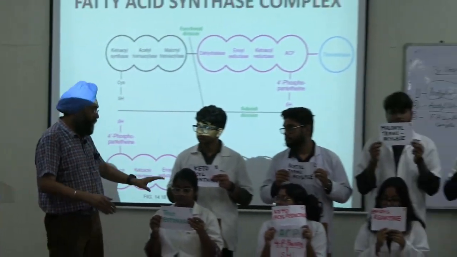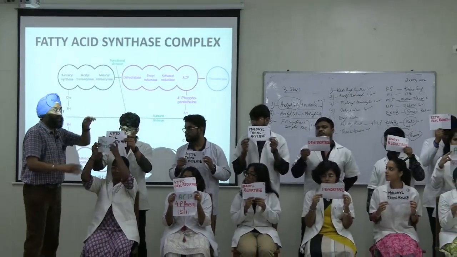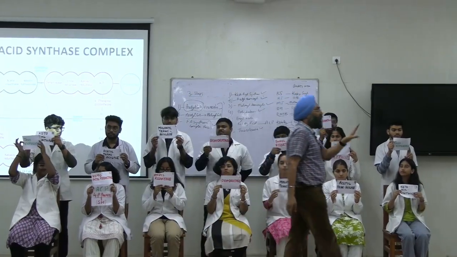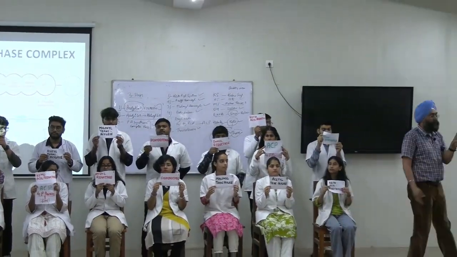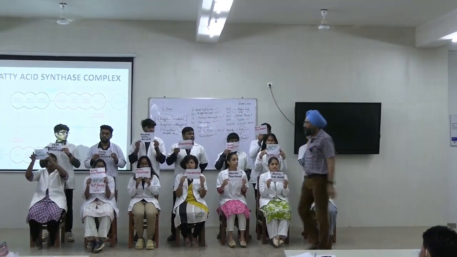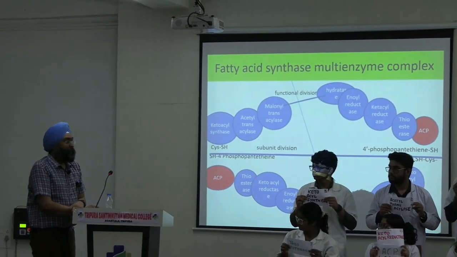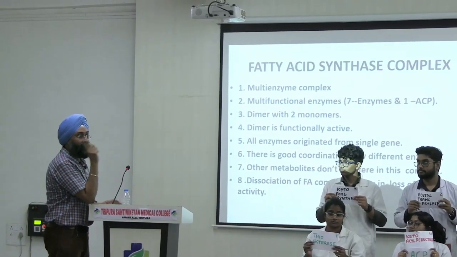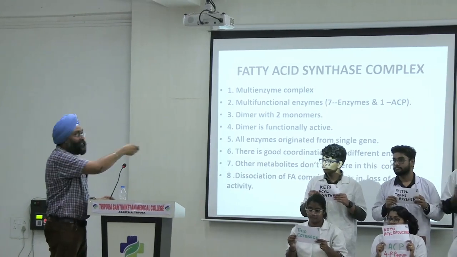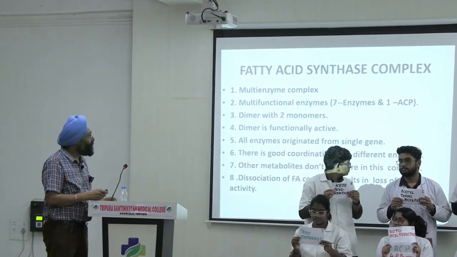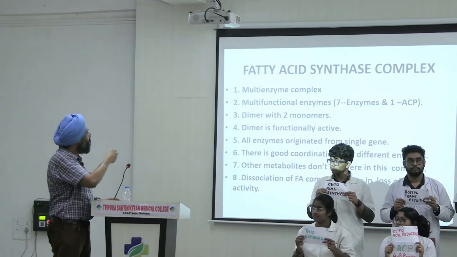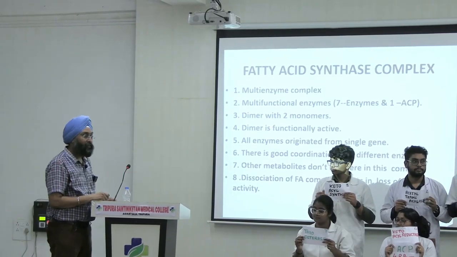The dimer, they will form strong bonds, right? The dimer is functionally active only. The monomer will not work all alone, right? And next of the features, this is the color diagram. We have done it physically. It is a multi-enzyme complex, right? 7 enzymes are there and 1 ACP is there. Who caught them, right? And a dimer with 2 monomers. 2 monomers are there and the dimer is functionally active, right?